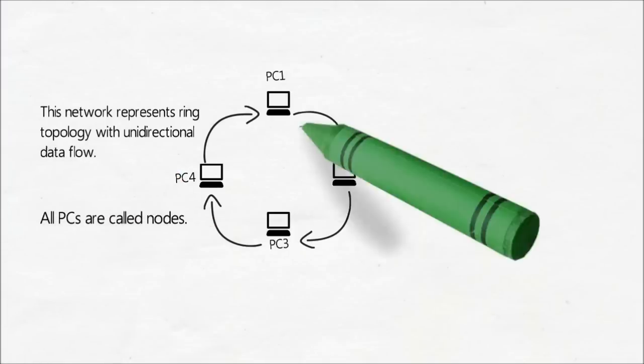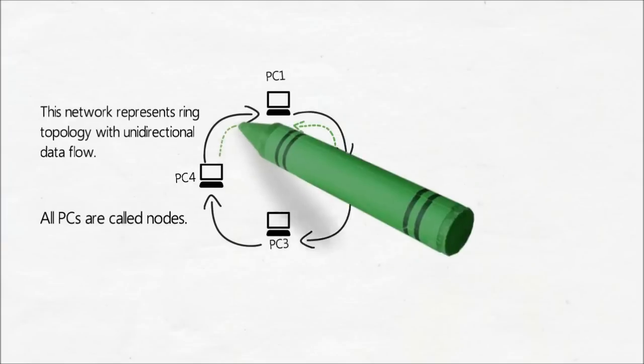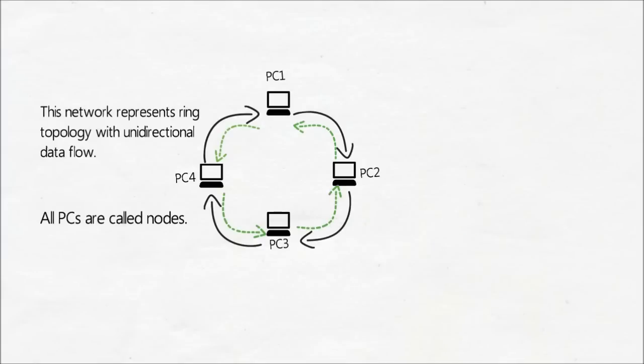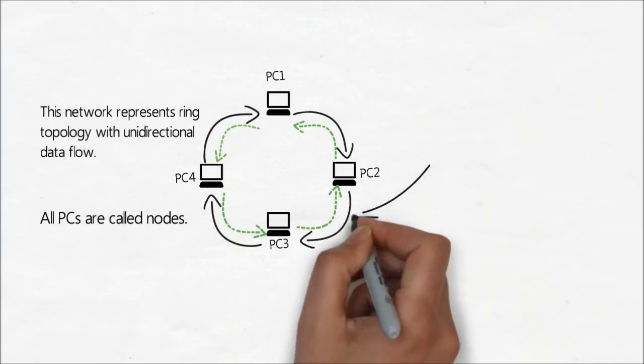However, if we add one extra layer such that data flows in the opposite direction as well, then it is known as double ring and it becomes bidirectional, giving more speed.